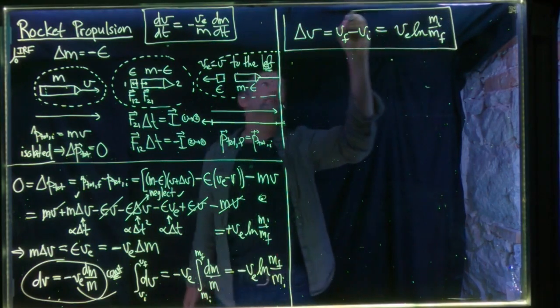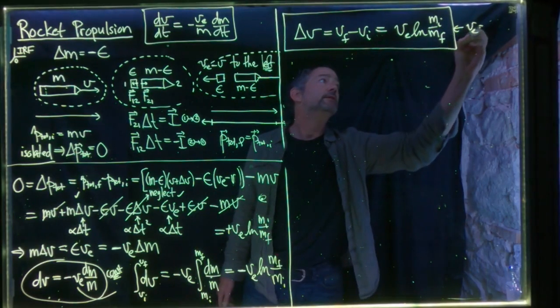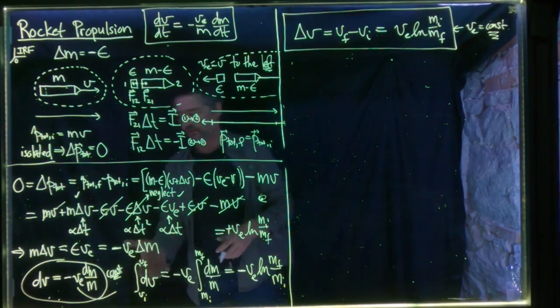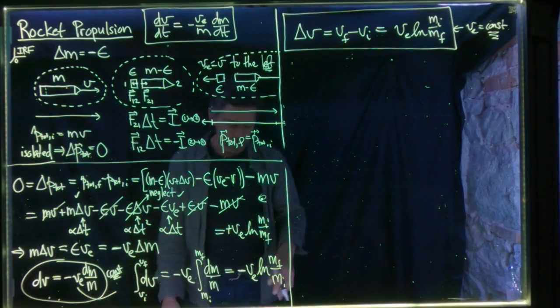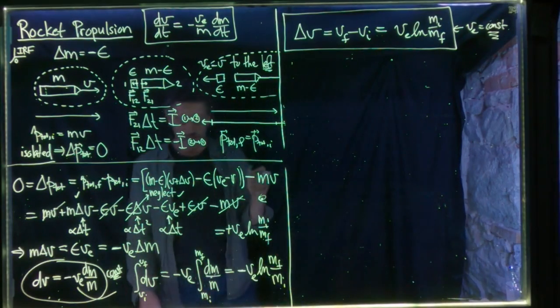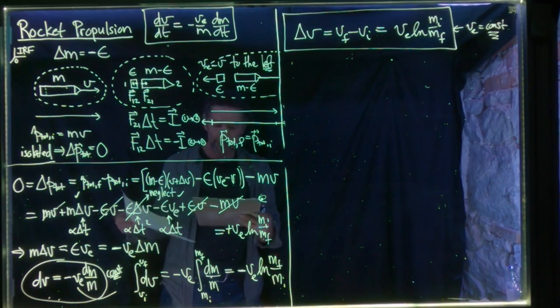And it's a very general result. The only assumption that we made in this is that VE is equal to constant, which is a very reasonable assumption. And if you don't make that assumption, well, then you're just left with this ugly integral. Okay, and so for most practical considerations, this is good. It allows us to understand a lot about how rockets work.